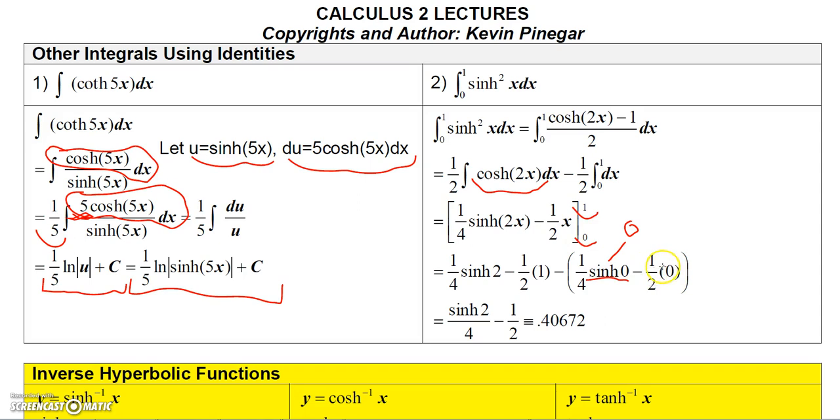So since both these terms are 0, I just end up with these terms, which would be hyperbolic sine of 2 divided by 4 minus 1/2. And then you can get a calculator and get a decimal approximation of 0.40672.